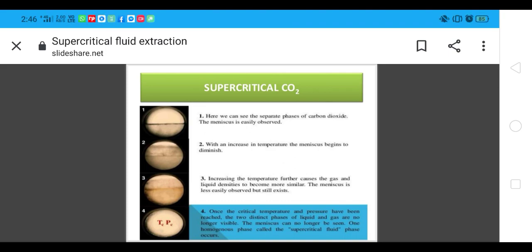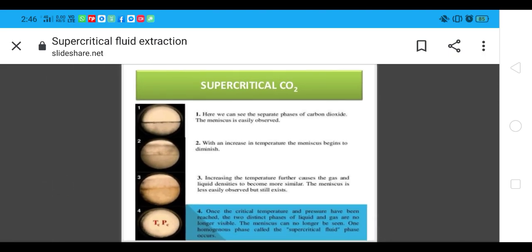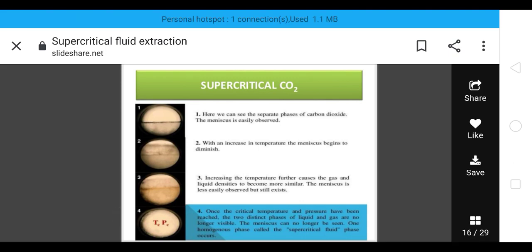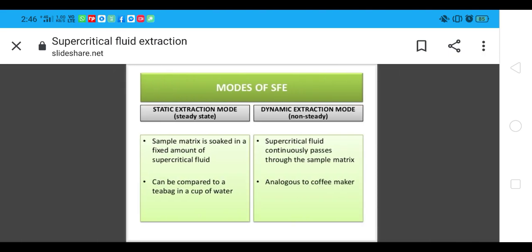See, in carbon dioxide you can see separate phases, but when you increase the temperature and once its critical temperature and pressure have been achieved, the two phases of liquid and gas mix and there is no meniscus. The meniscus slowly dissolves, and when it becomes homogeneous, it reaches the supercritical condition.